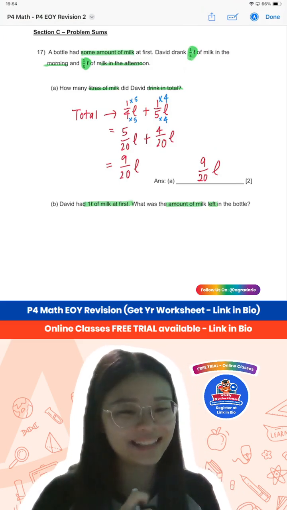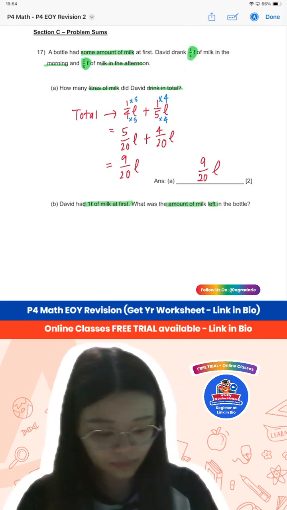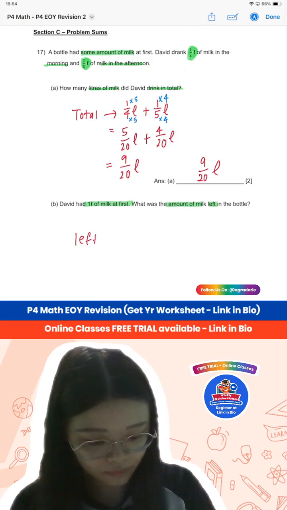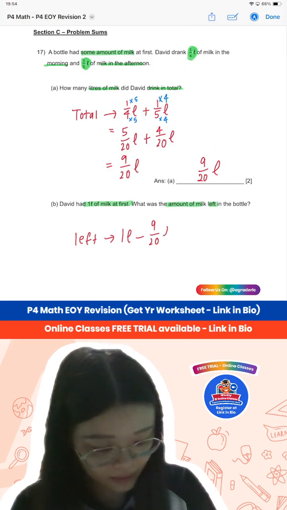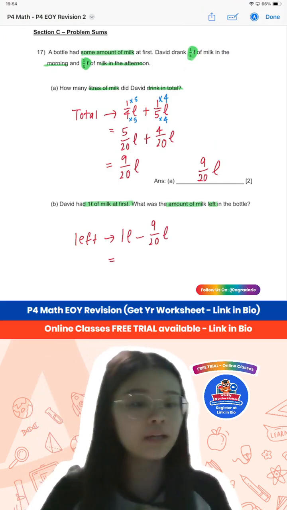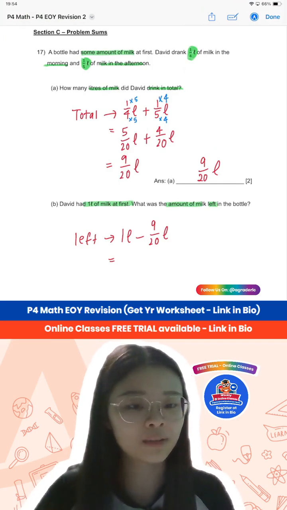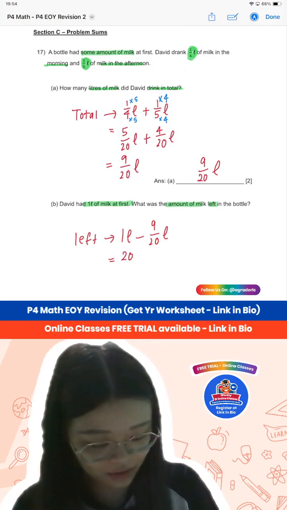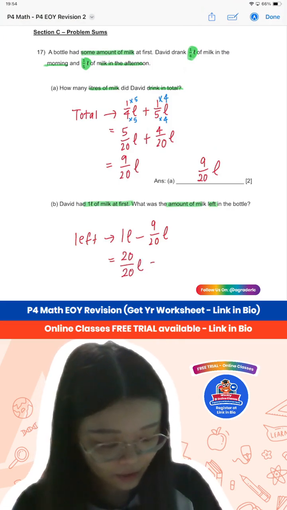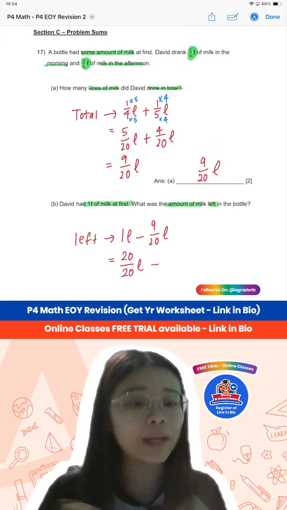Angelina, hi. So 1 liter, left would be 1 liter minus what we did in part A, 9/20. Somebody already mentioned something. What do we change 1 liter into? Angelina is P4. Good, 20/20. For those who have not done it, why do we need to do 20/20?